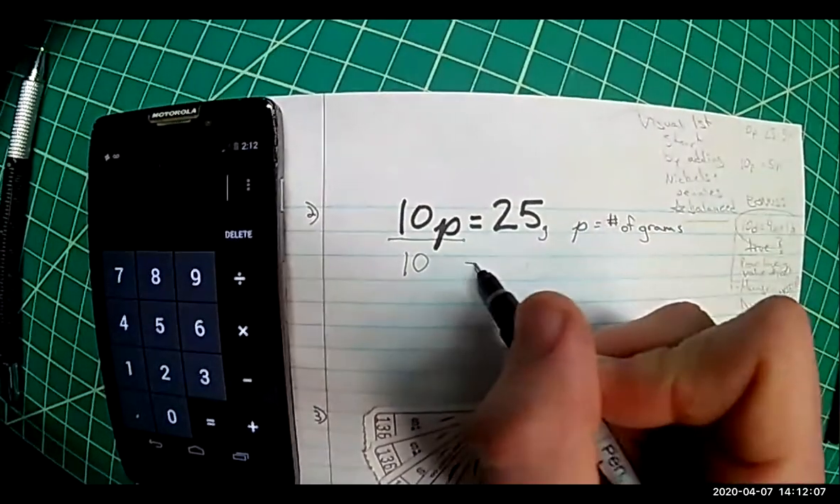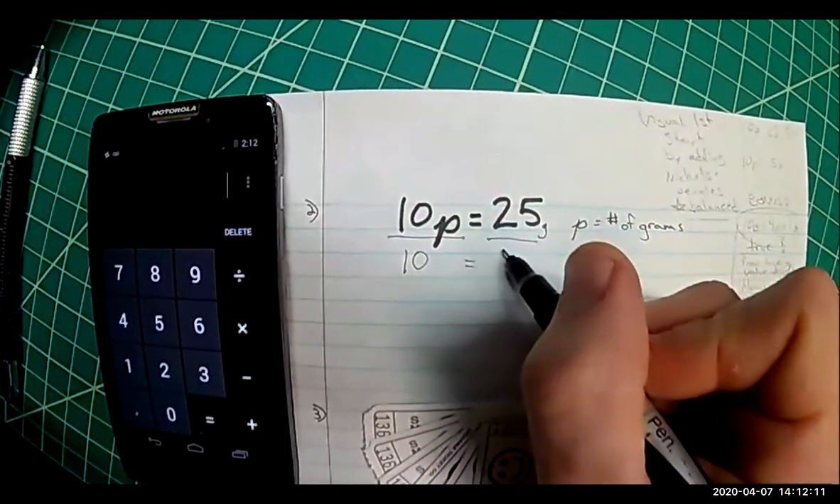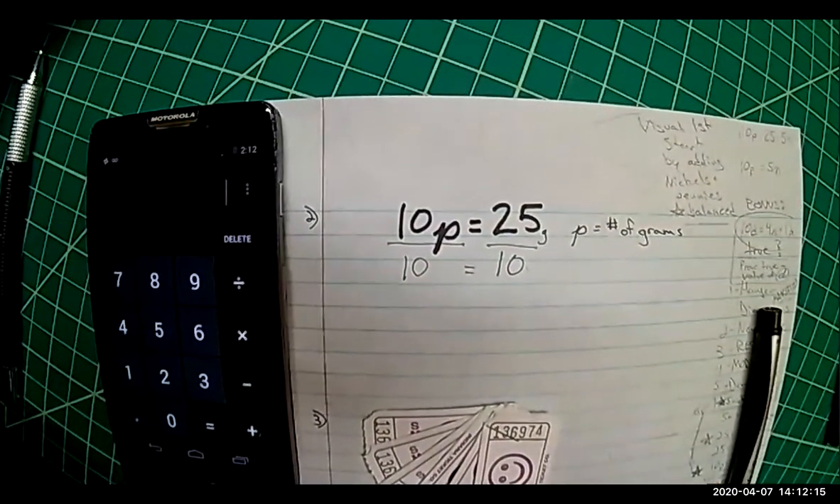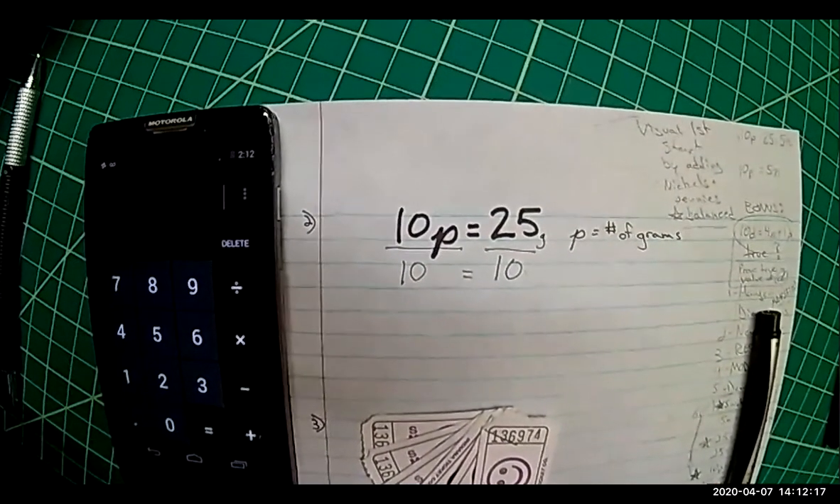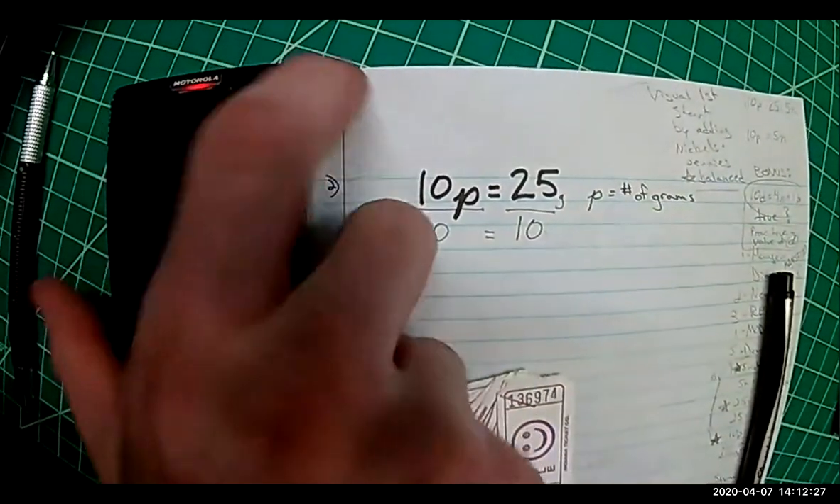Now, because that's equal, we've got to do everything the same on both sides of an equation. We're going to divide 25 by 10. Now, you may be saying, oh my God, Mr. Mike, 25 doesn't divide out by 10 evenly. What am I going to do? Well, don't worry about that. We've got a calculator to help us.